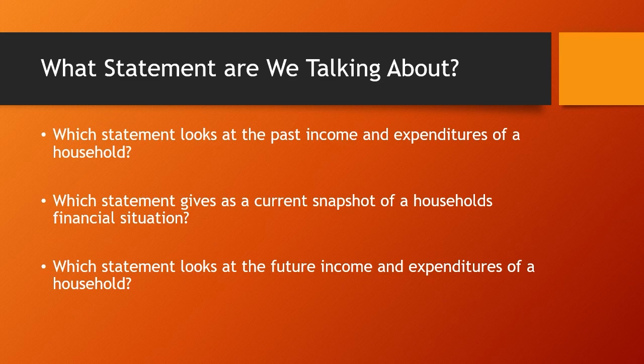Which statement looks at the past income and expenditures of a household? If you answered income and expense statement, you are correct. That's the one that looks at the past income and expenses of a household. Now, which statement gives a current snapshot of the household's financial statement? I'll give you a minute to think about that.